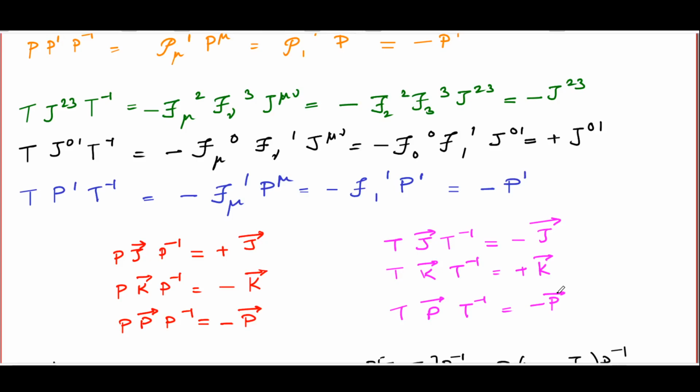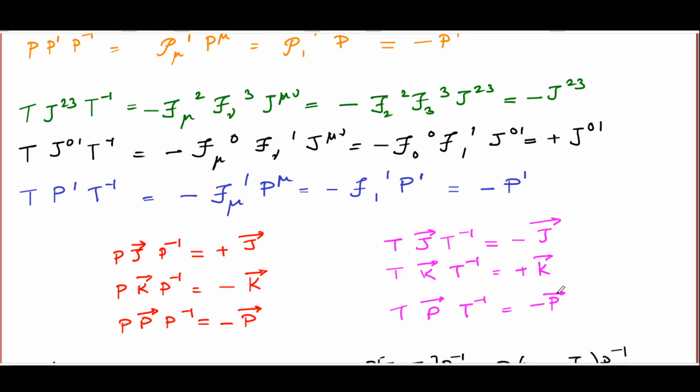P K P inverse changes the sign to minus K. T K T inverse, on the other hand, does not change the sign of K at all. It gives you back plus K. Once again, it's easy to figure out what the result will be for the final set of transformation equations.